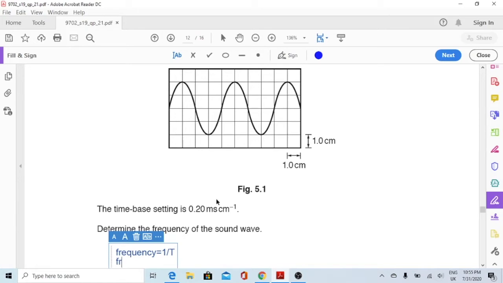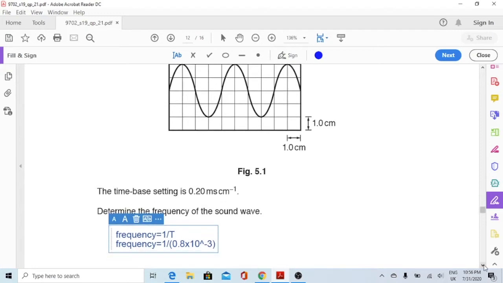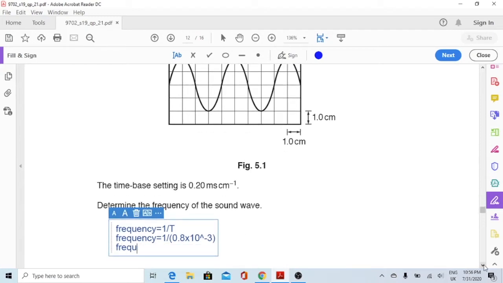So I'll write that over here: frequency is equal to 1 divided by 0.8. Now since this is in milliseconds, I should convert that to SI units, so I'll multiply it by 10 to the power negative 3, close the bracket, and our answer will be frequency equal to 1250 Hz. Never forget mentioning units.